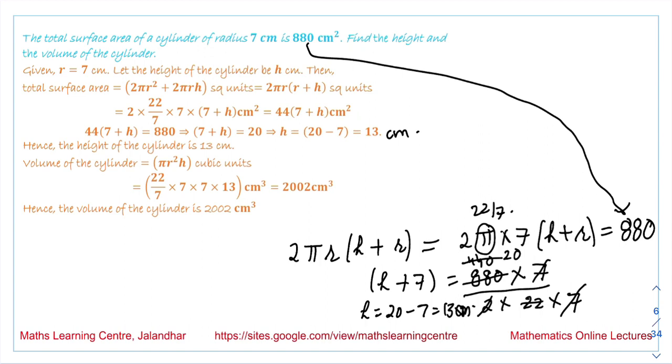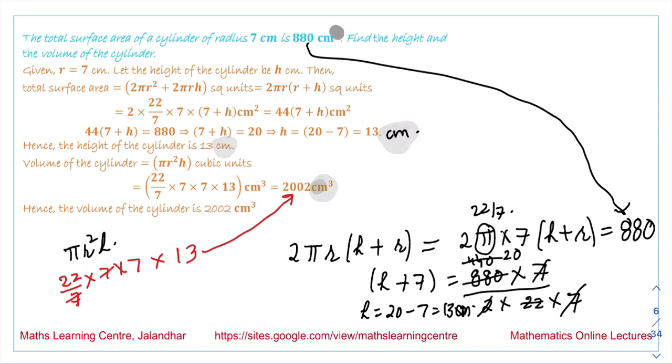Next we have to calculate the volume, and the formula for volume we know is pi r square h. Pi means 22 by 7. R square means the radius value, which is given as 7 into 7, and the height we have calculated is 13. When you solve this, you will get the answer 2002 centimeter cube. I am again repeating that writing the units is very important. Area is in square units, length is in centimeter or meter, and volume is in cubic units.